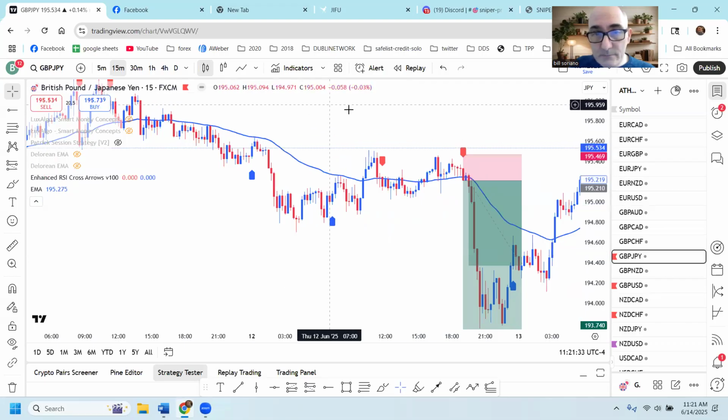Now, this one here is a little tricky as well. Price is above. So we do get price moving below, crossing and closing below. The candle before it did not. So this is 11:45 a.m. on Thursday.